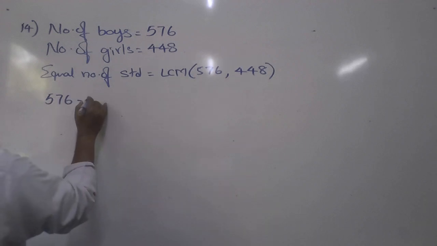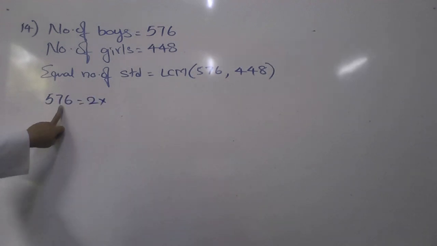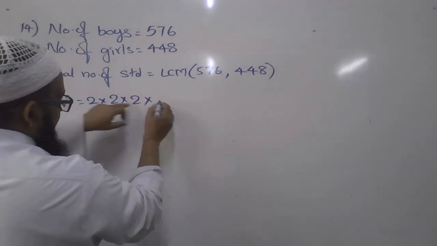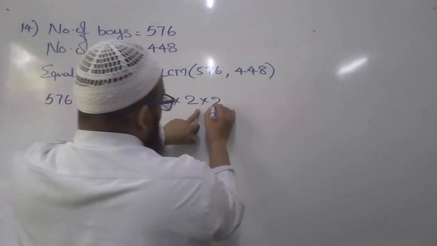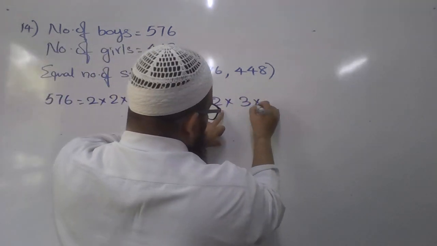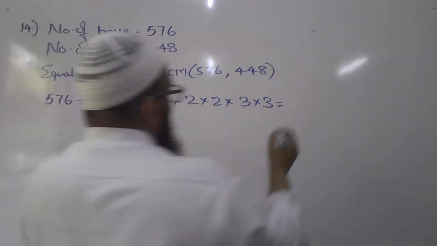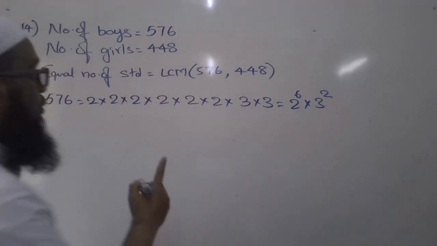It's a big number. So let us divide by 2 repeatedly. 2 times 288, I believe. 2 times 144, 2 times 72, 2 times 36, 2 times 18, 2 times 9, and 3 times 3. So I believe I'm right. 1, 2, 3, 4, 5, 6: 2 to the power of 6 times 3 square. Now, what is the next one?